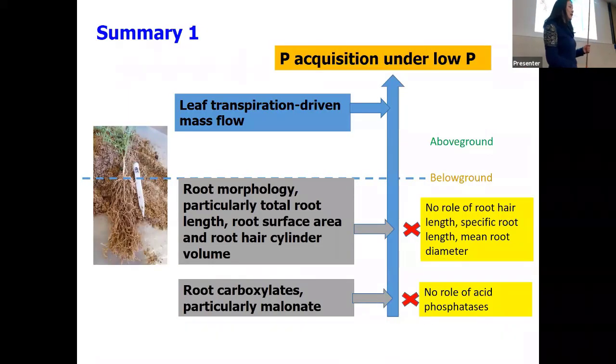So here I would like a little summary of this section. So for the chickpea phosphorus acquisition, leaf transpiration-driven mass flow is important, and so are some root morphological parameters, including total root length, root surface area, and root hair cylinder volume. And also root carboxylates, particularly malonate, are important for the phosphorus acquisition.